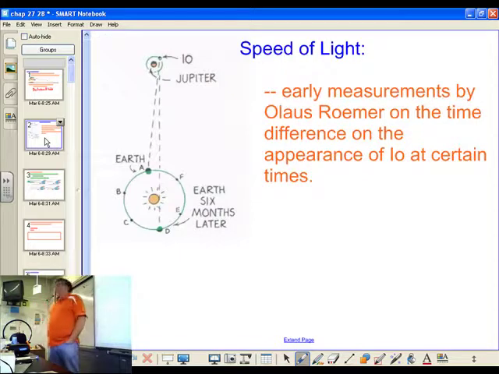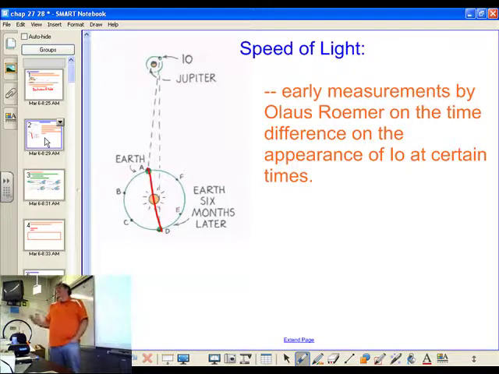Which leads us to the speed of light. Now, some of the early measurements were by Olaus Rømer. Rømer was an astronomer looking at Io, the Jupiter moon Io, and he noticed that at certain times of the year, depending on where we were in orbit, Io would not appear from behind Jupiter when it should. It would vary in time. He was trying to explain that, and he looked at when we were on different sides of the Earth's orbit. Based on the diameter of the Earth's orbit, because we knew that, he figured out that light must have a finite speed.